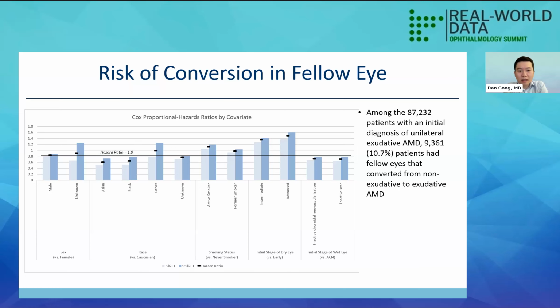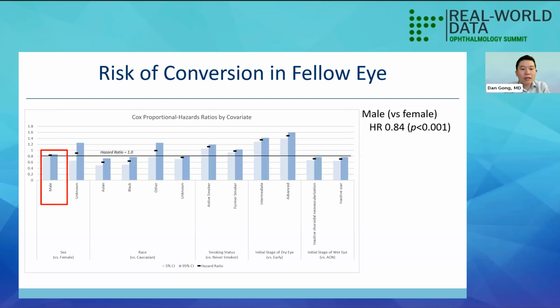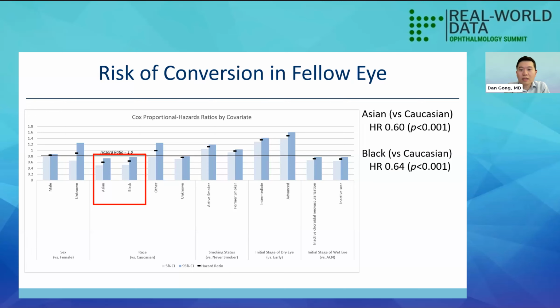This next slide basically summarizes our main findings, so I'll spend a little bit of time here. This is a visual analysis of the hazard ratios across the different characteristics that we're looking at. Among the initial patient population of 87,000 patients, about 10.7% of patients had converted during the study period. When comparing with female patients, male patients converted at a lower rate with a hazard ratio of 0.84. And when compared with Caucasian patients, Asian patients and Black patients converted at a lower rate with a hazard ratio of 0.6 and 0.64 respectively.